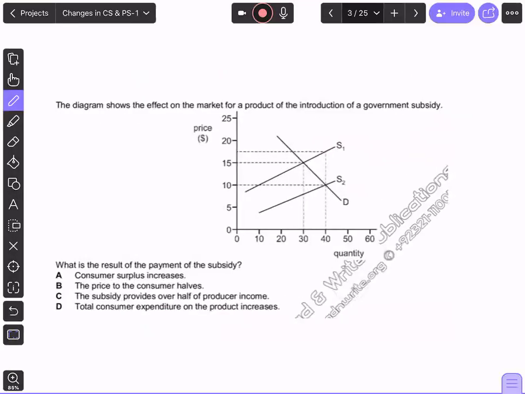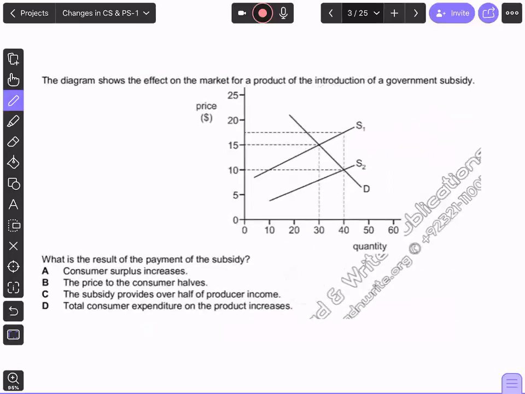Moving forward, look at this question. The diagram shows the effect on the market for a product of the introduction of a government subsidy. Say government subsidy आ गई, supply curve shifts to S2. Now, what is the result of the payment of the subsidy? Payment of the subsidy से क्या हुआ? Consumer surplus increases the price to the consumer half. Price पहले था 15 that the consumers were paying, which was your equilibrium price. Now the consumers are paying $10, which means half नहीं हुआ. Half होता तो 7.5 होता. B is incorrect.